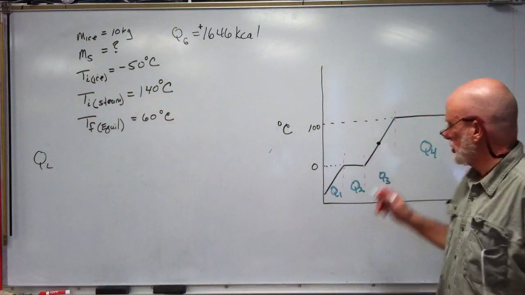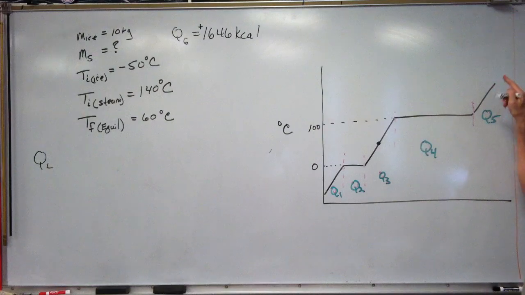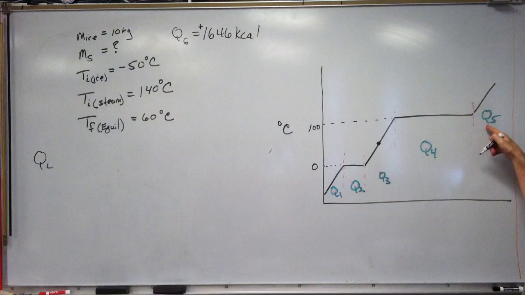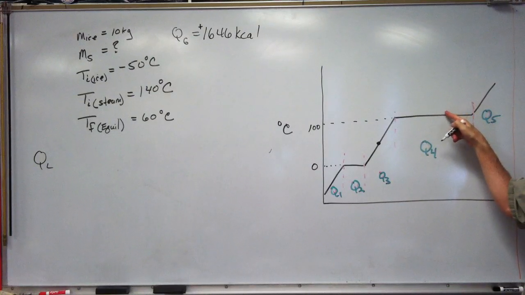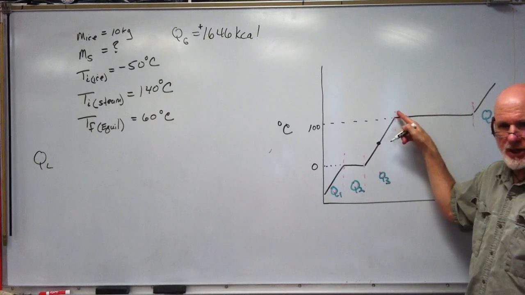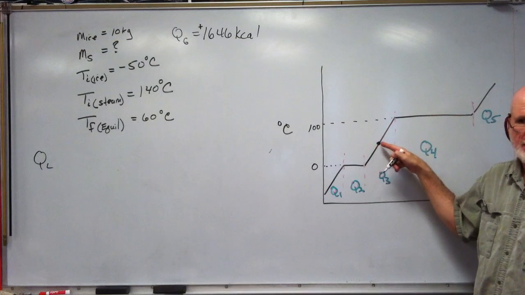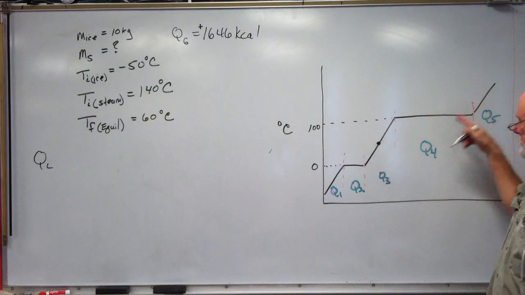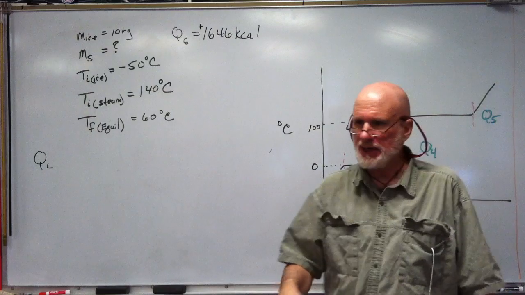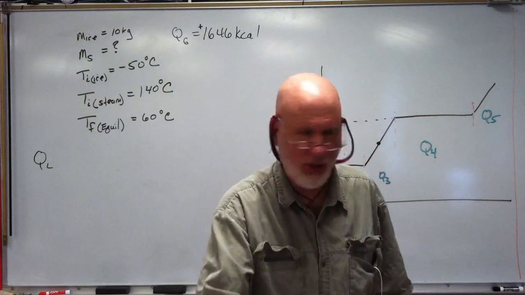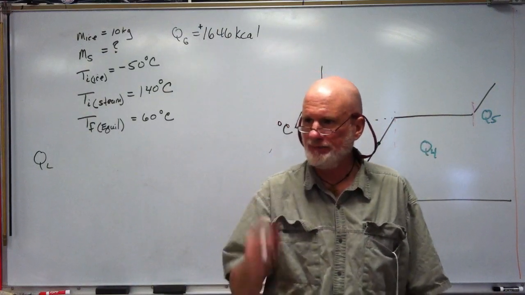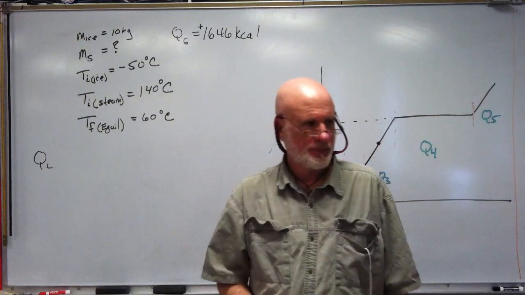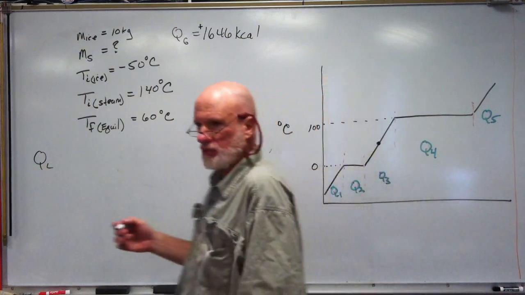The steam is losing heat. It's going to start up here at 140, right? The first transition is Q5, 140 to 100. Q4 is 100 to 100, heat of vaporization. Q3 is going to be 100 to 60. Negative, negative, negative. Why? Because it's giving up heat. It's exothermic. It's all going to be negative, right? All right, now, so let's write it down.